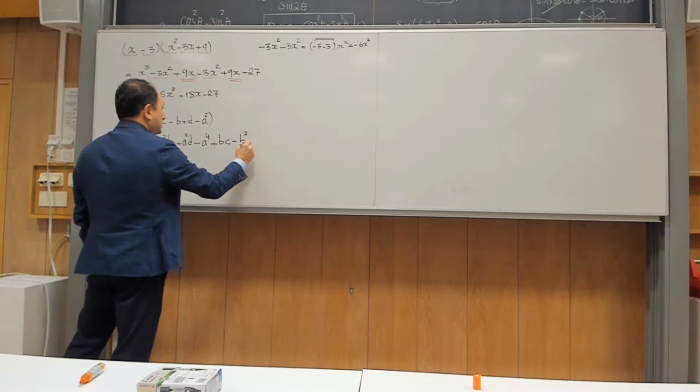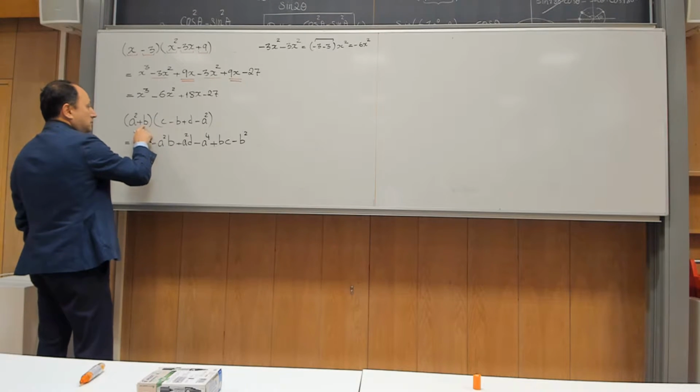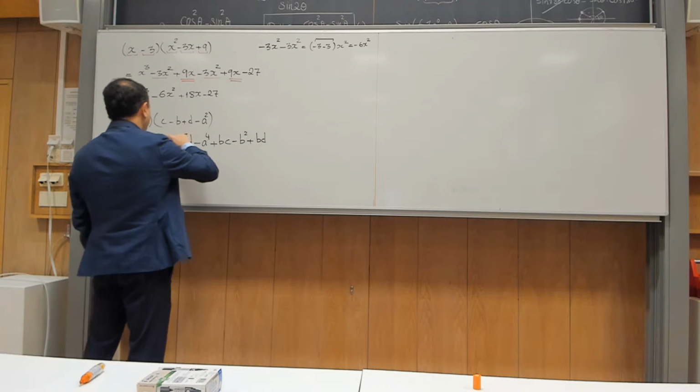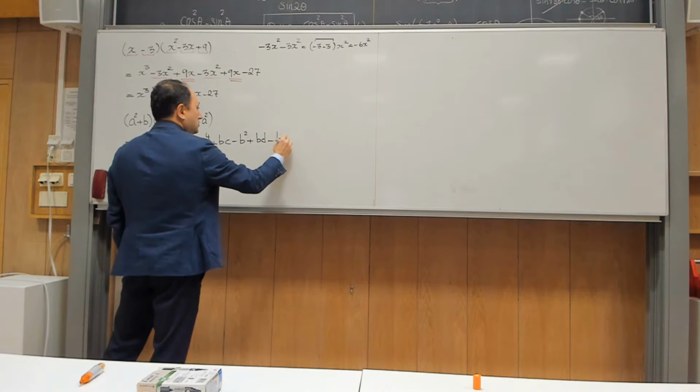Please ask questions if you really don't understand anything. So b times d, and then I have b minus ba squared.